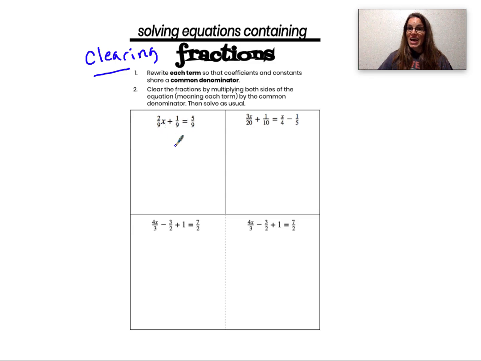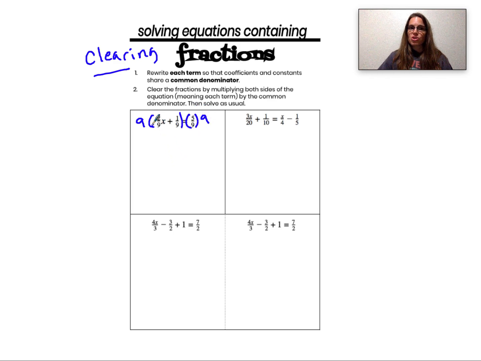This first example is great because each term already has a common denominator. Each term already has a denominator of 9. That means I can skip step 1 and go right to step 2, where I clear the fractions by multiplying both sides of the equation by that common denominator of 9. It's okay to show your work this way, times 9, times 9, but it's more common to show that multiplication using parentheses.